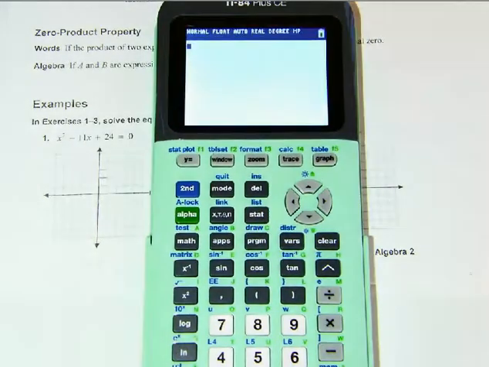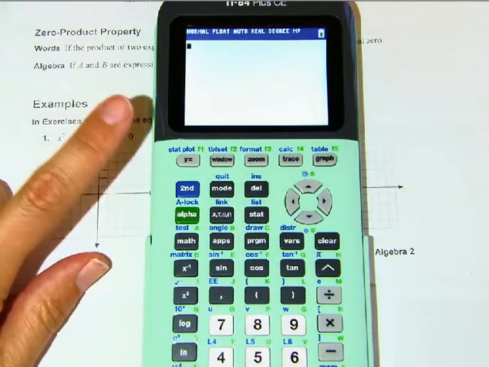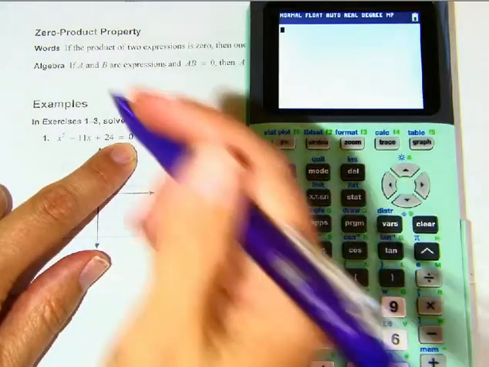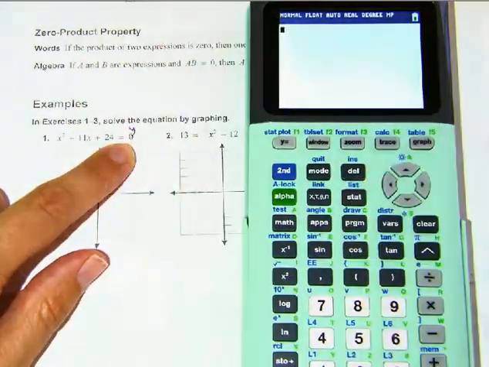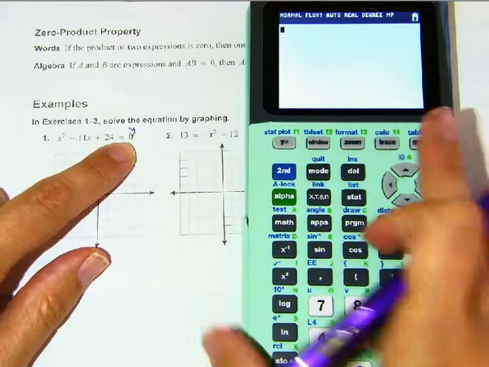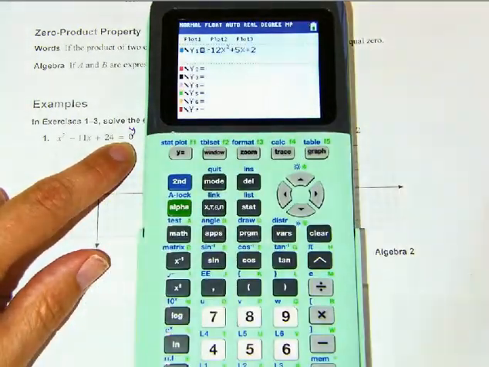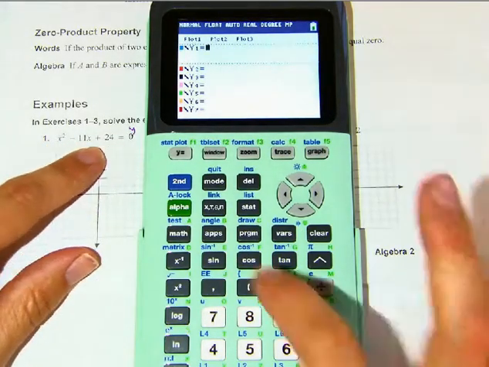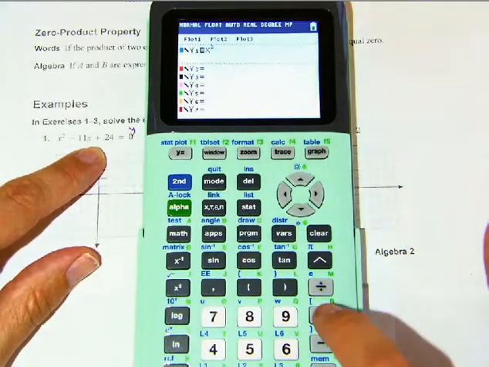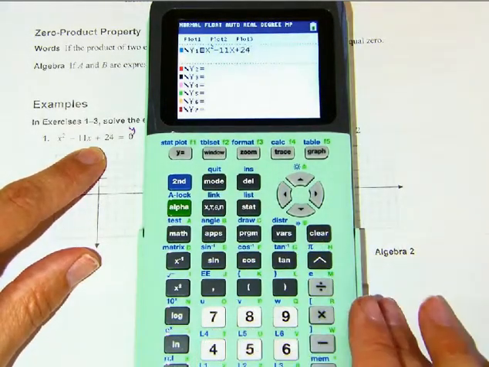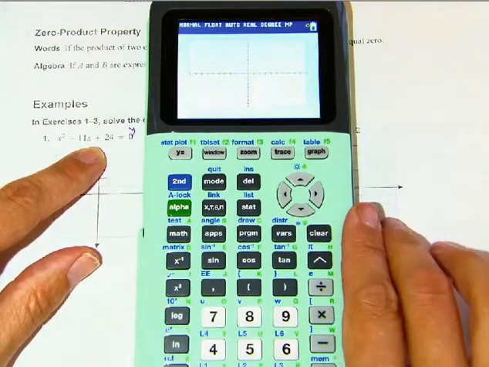Okay, so I got to turn the calculator on. Now, this is equal to 0. It has to be equal to 0 before you can put it in your calculator, okay? And 0 is the same thing as saying that's the y. We're saying y equals 0. So in the calculator, I'm going to push the y equals button. Clear that out, sorry. And I'm going to enter in this equation. I have x squared minus 11x plus 24. And then I'm going to graph it.